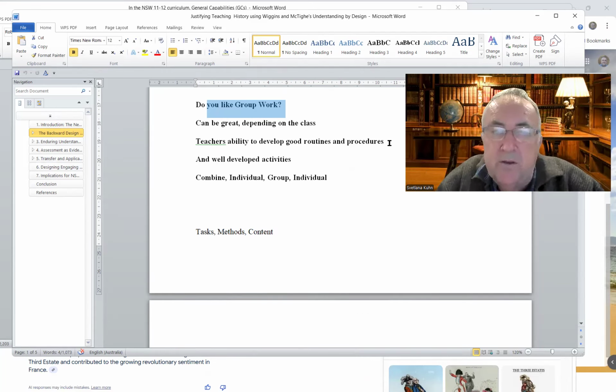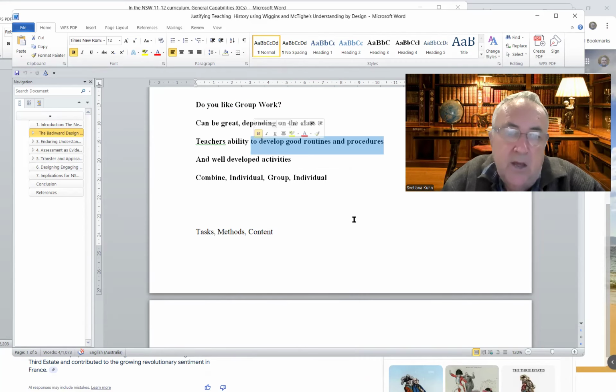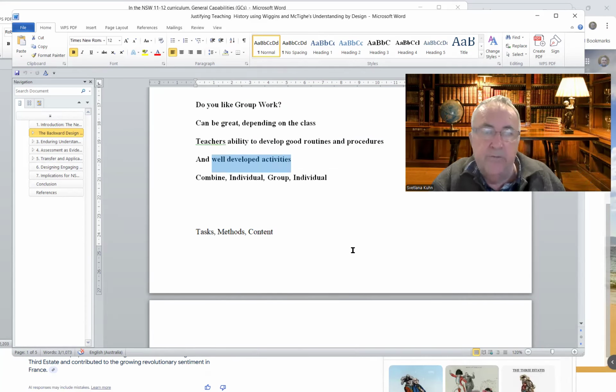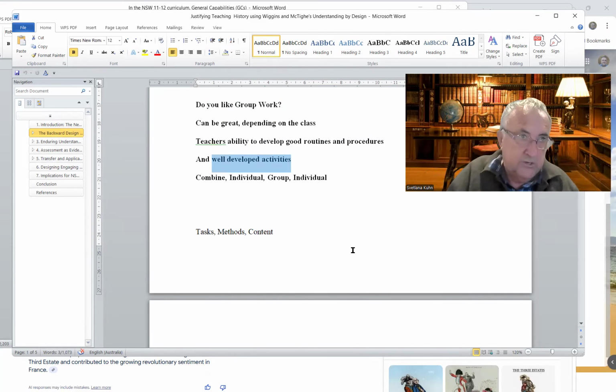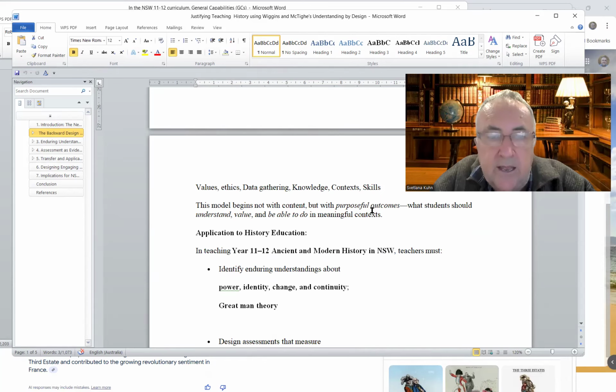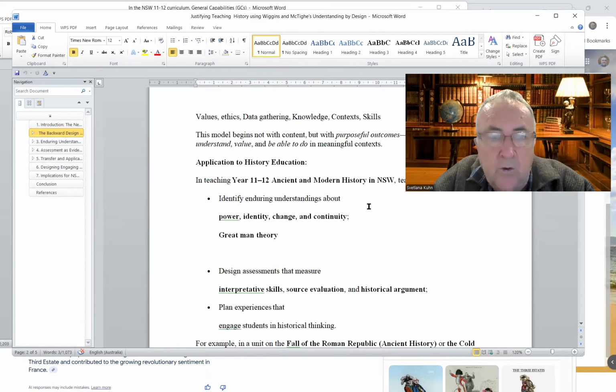Group work works best when you've got good routines and procedures and students clearly know what to do. You've got well developed, clearly outlined activities, and often a combination of individual, student and teacher directed, and class directed, and then you might break into groups for a period of time, and then you might go back to individual work in the last part of the lesson. That pattern often works very well.